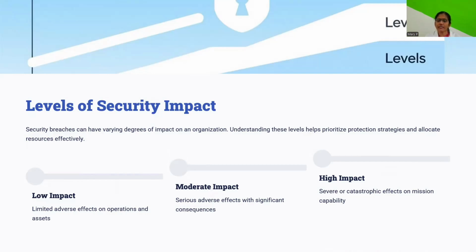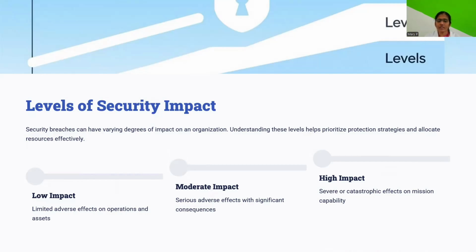So what is the moderate impact? The loss would be expected to have a serious adverse effect on organizational operations, assets, and individuals. So here, the cause is a significant degradation. It can still perform its primary functions, but the effectiveness of the function is significantly reduced. Then the result is significant damage to the assets, significant financial loss, and significant harm to individuals.